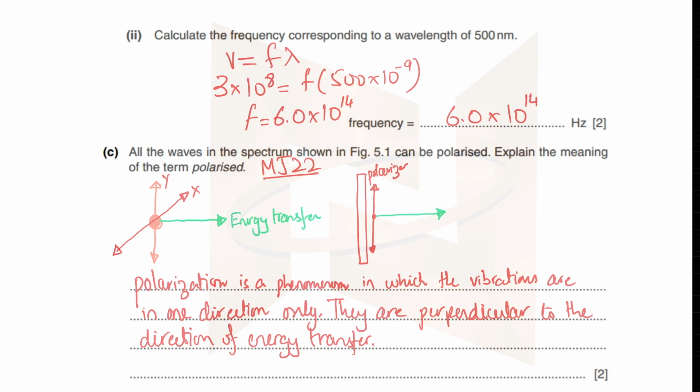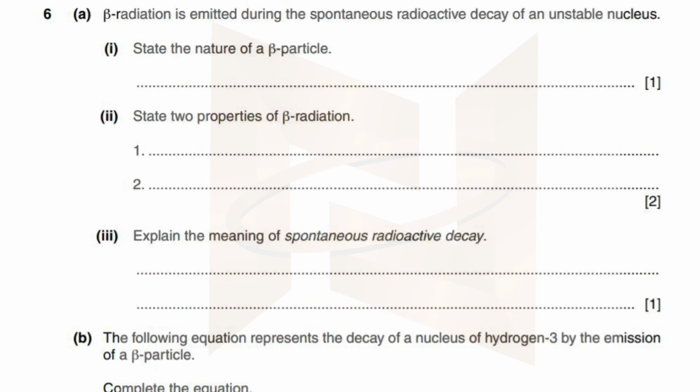That's polarization. Now, this is a question on radioactivity. You've got beta radiation. They're asking for the nature, the properties, what is meant by spontaneous decay. And then we look at the next part. So let's begin. The nature of a beta particle is that it is basically an electron. State two properties of beta radiation. One, it's absorbed by a few meters of aluminum. And the second property is that it can be deflected by electric and magnetic fields.